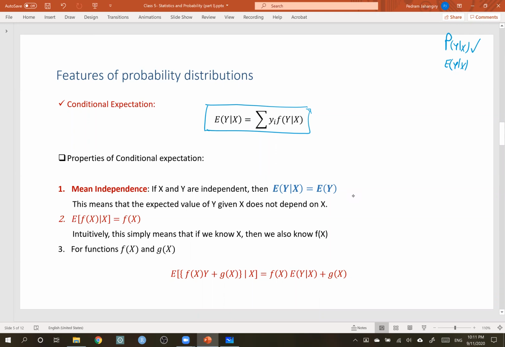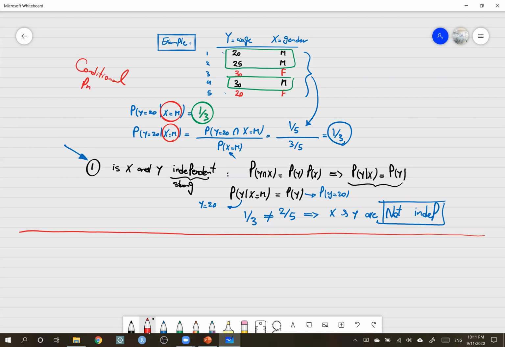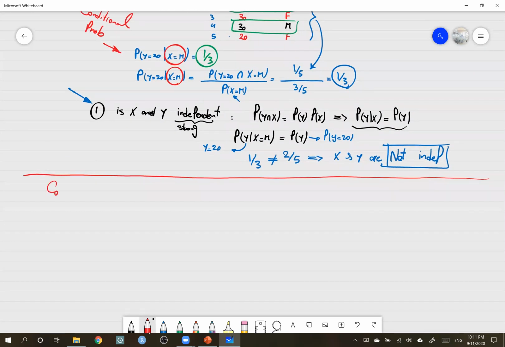All right, now let's go back to our example and see if we can figure this out on our own. So let me make a separating line. We want to talk about the conditional expectation. The first one was conditional probability, so let me write conditional probability here. Now we're going to explore conditional expectation.